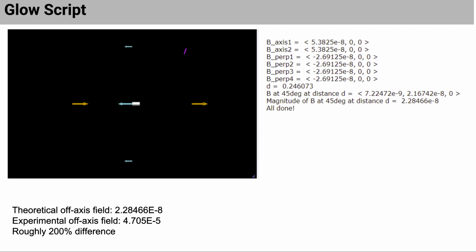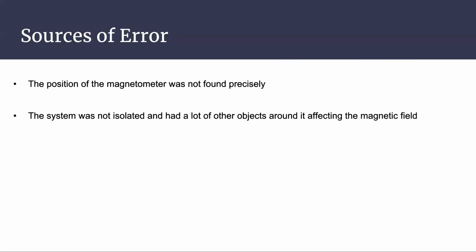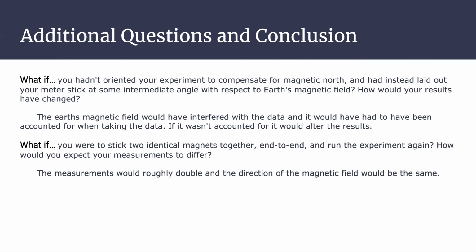And there was a big error in my code. I'm not really sure how it happened. Either calculation or just how it was measured was incorrect. Sources of error: the position of the magnetometer was not found precisely, and the system was not isolated. I did this in a computer lab, but there were a lot of computers nearby. I tried to isolate it as best I could, but clearly that did not work.